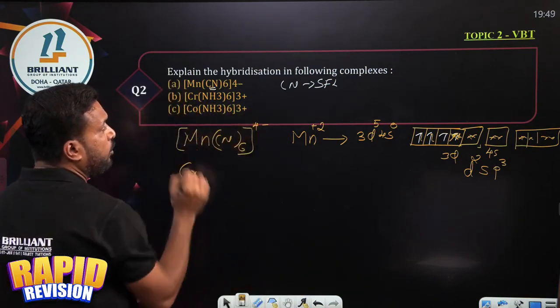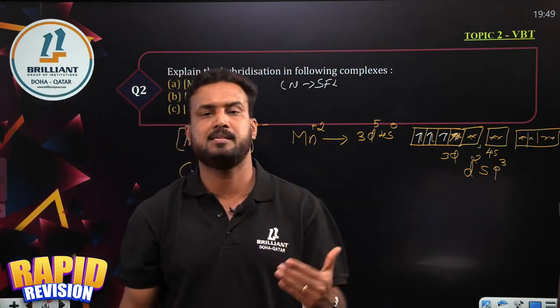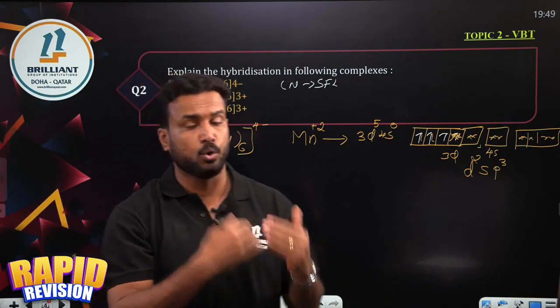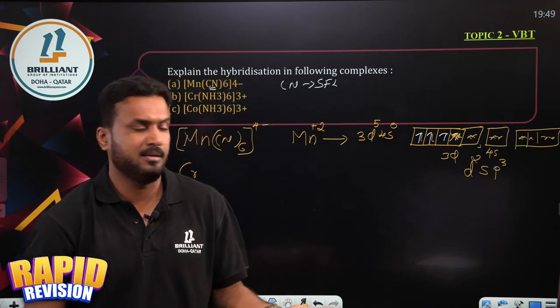Take the second one, chromium. Keep in mind chromium and ammonia. You know the exception, right? Whenever NH3 is linked with chromium, and one more is there, which is the another metal exception.